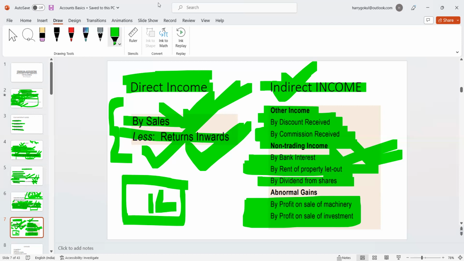Likewise, I have received the dividend from the shares, and I sold the share. It's not my main objective of the business. If I am a share broker dealing with shares, it becomes the direct income. It won't become my indirect income. Okay.